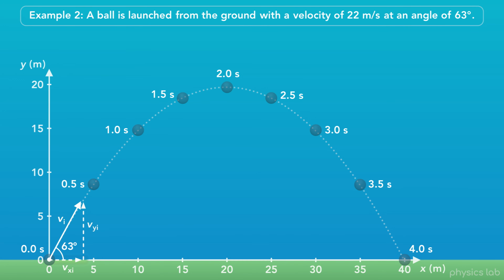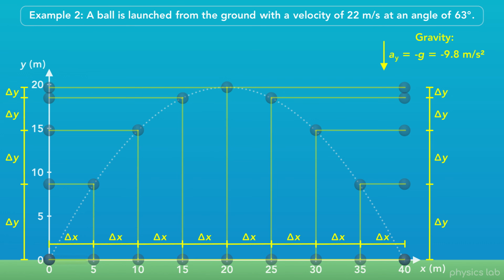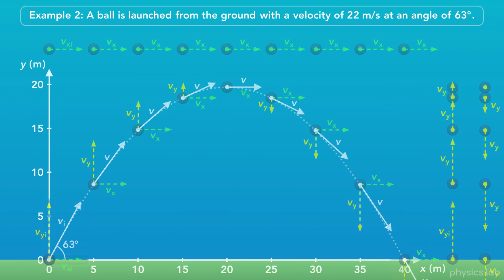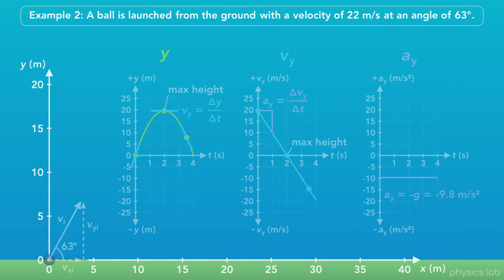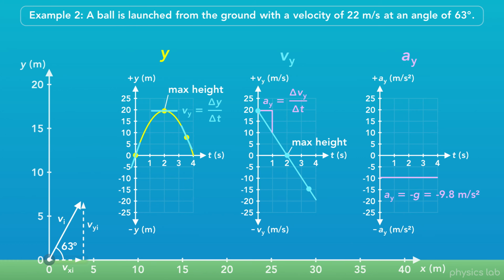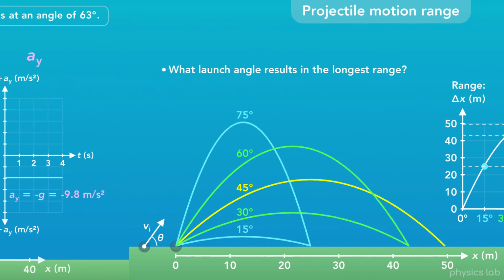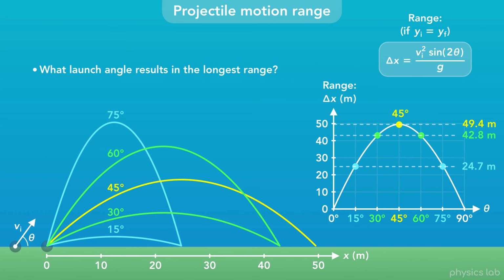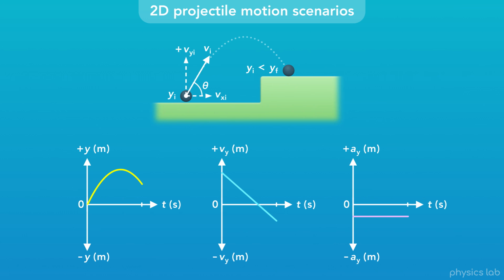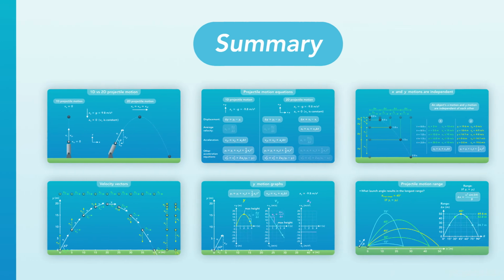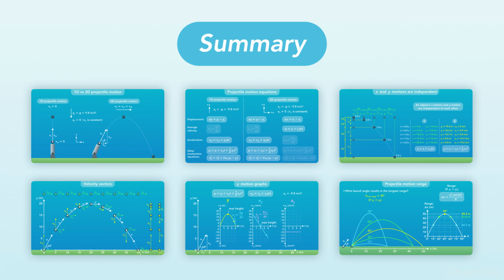In each example, we'll use the equations to find the x and y positions and see how they change over time. Then we'll do the same thing for the x and y velocities. We'll also talk about the motion graphs for each example. Then we'll learn more about the range of projectile motion and how it relates to the launch angle. Finally, we'll check out the motion graphs for some other examples. At the end, we'll do a summary of the main points.